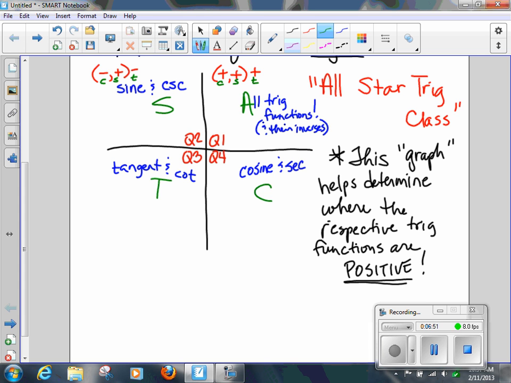Think about the ordered pair over here in the third quadrant. It's negative, negative. Well, what does tangent have to be? Positive. Cosine, sine, tangent. Tangent and its inverse are positive in the third quadrant. And then down here in the fourth quadrant, the cosine value is positive, the sine value is negative. What's tangent? It has to be negative.